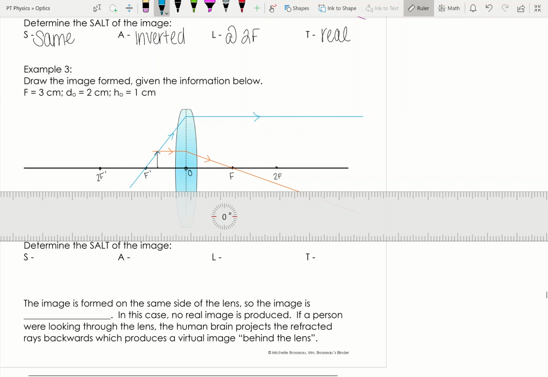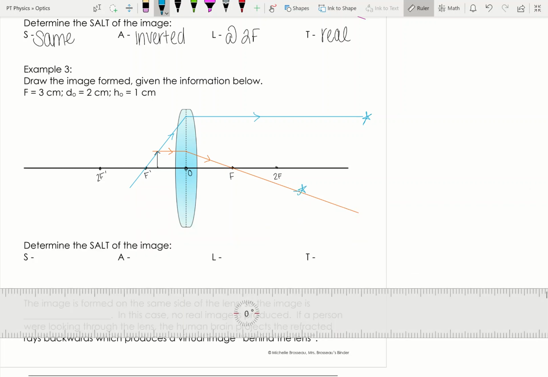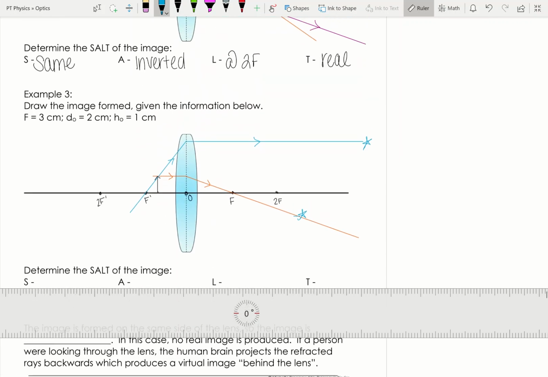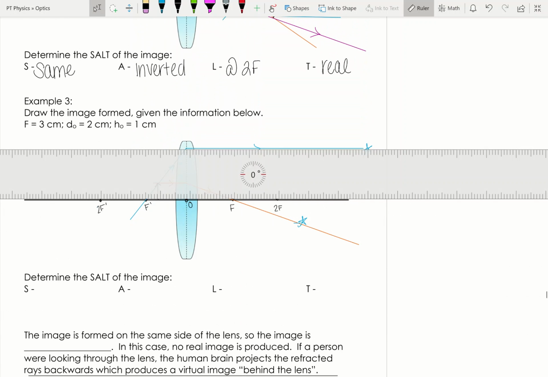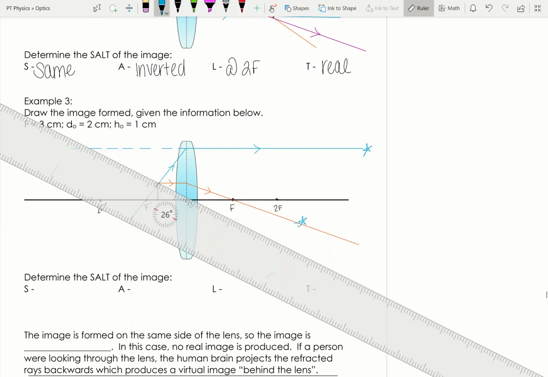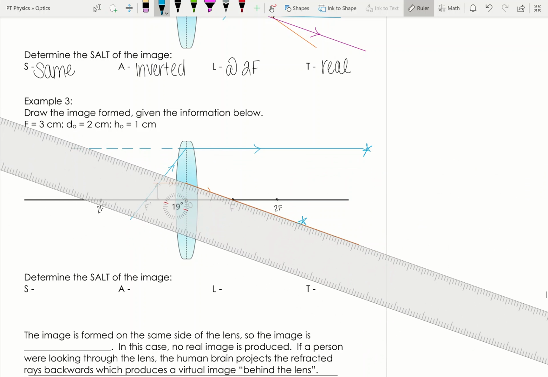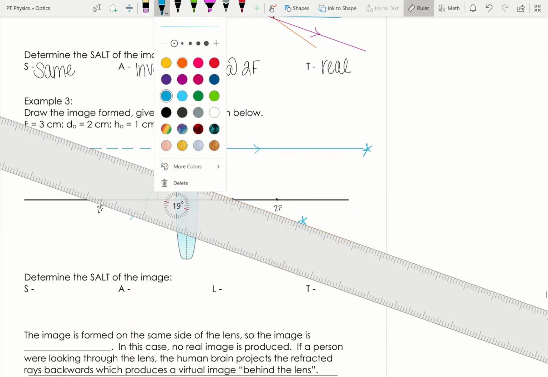Now, if you're noticing, this blue ray and this orange ray are never going to meet. So, just like I did with mirrors, I need to trace my refracted rays back. Remember, we never trace incident rays back. Just our refracted rays.